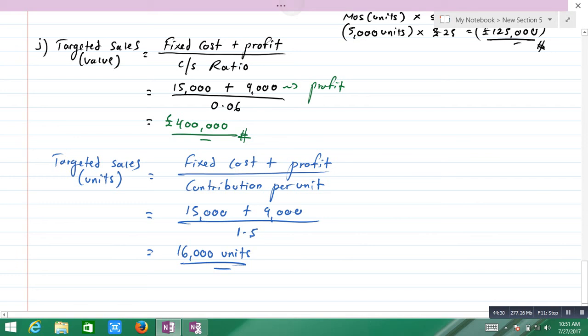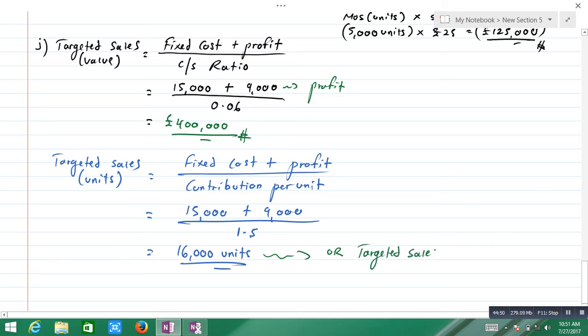We have done all the formulas. This is how you do all the break-even analysis formulas. The exam questions we will discuss later, how we're going to do it. It will be slightly different from these. This is a very basic example of how to do the formulas.